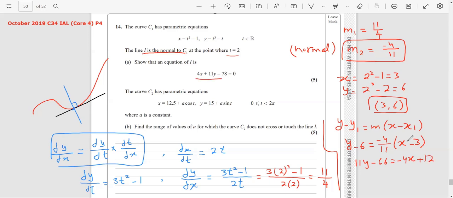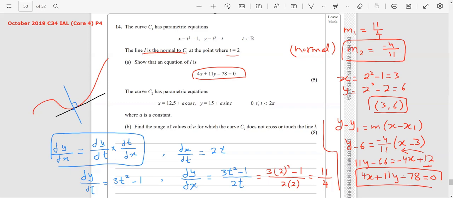Make them all on one side to get this form. So it would be 4x plus 11y, and then we have minus 66, and you will add 12. It will be shifted to the other side with a different sign. So it will be negative 78, and this is equal to 0. And here is the required equation for the normal. So now we got the equation for the normal as required, and we got the full 5 marks.